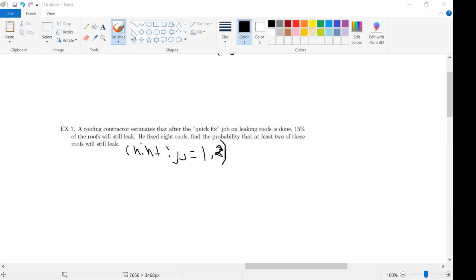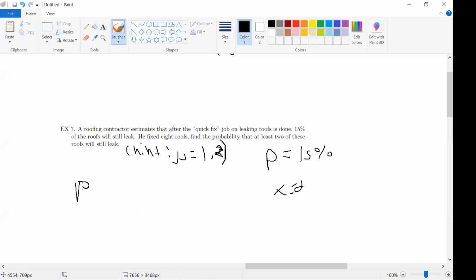This is our last one, and then we are done for today. Let me share the screen. Here we go. So in this case, our mu is 1.2. Our P is 15%. And we want the probability of at least 2 roofs leaking. It's like x equals 2.